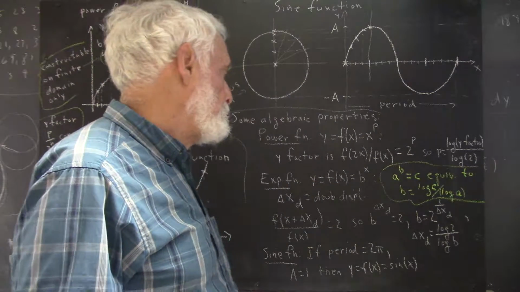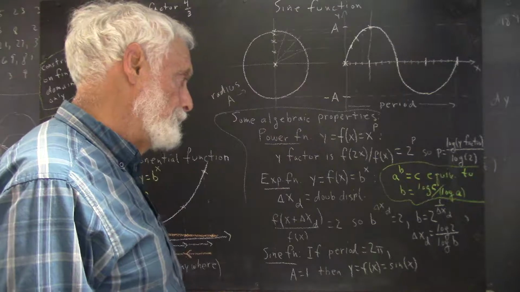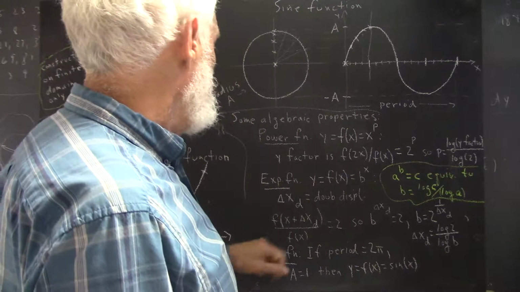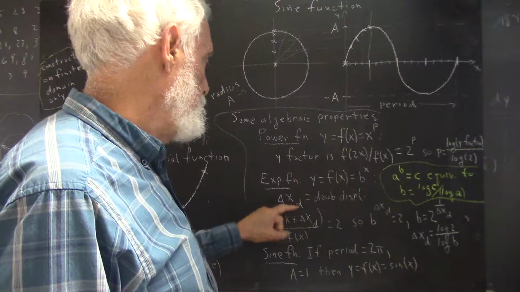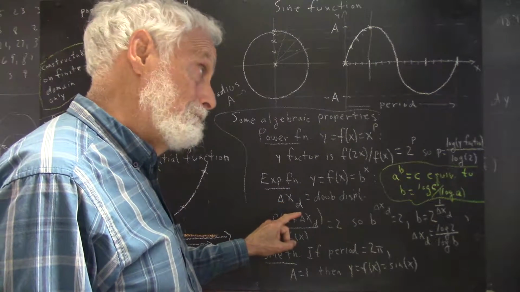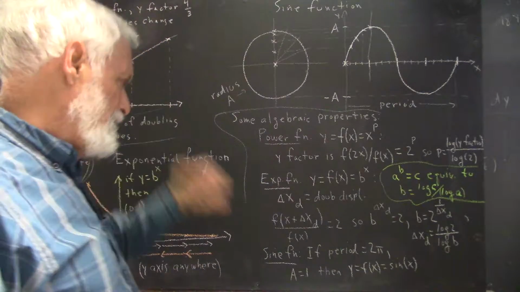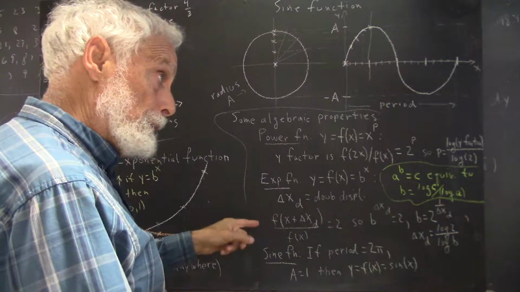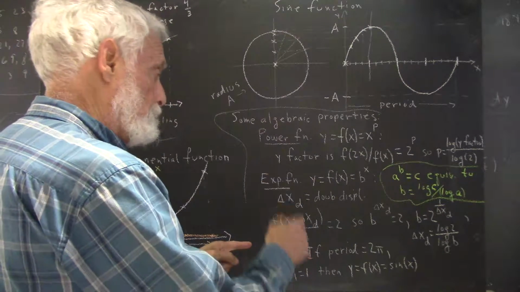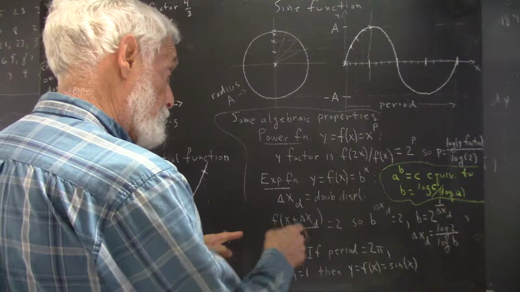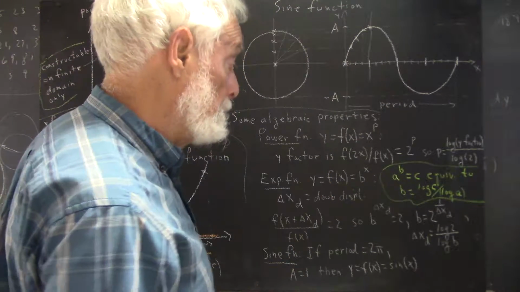Exponential function is of the form b to the x. F of x equals b to the x, the most basic exponential function. The doubling displacement we symbolize by delta x sub d, the change in x as the value doubles. Then f of x is the value at some point x. F of x plus delta x is the value if we move delta xd from that point, so the value has to double, which means that this divided by this has to be 2.